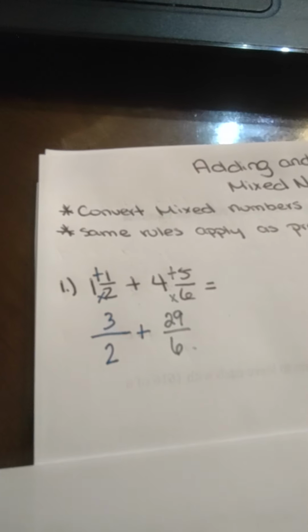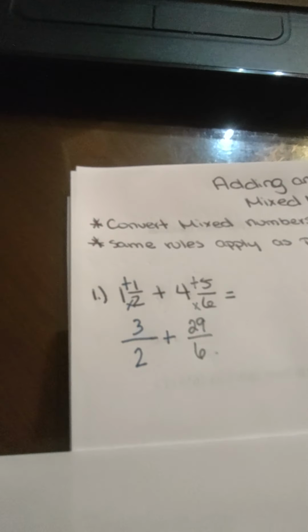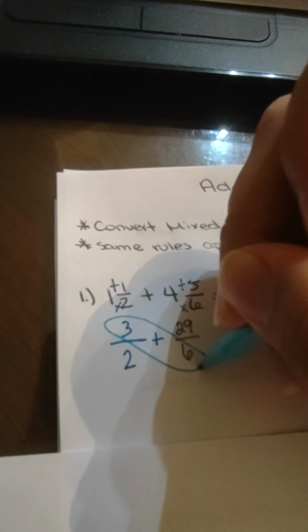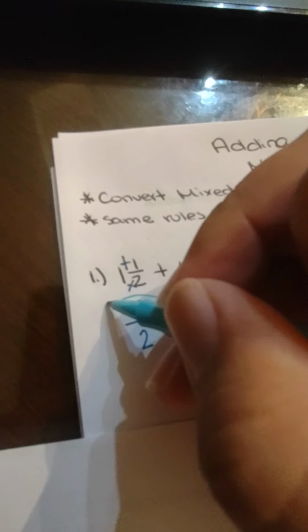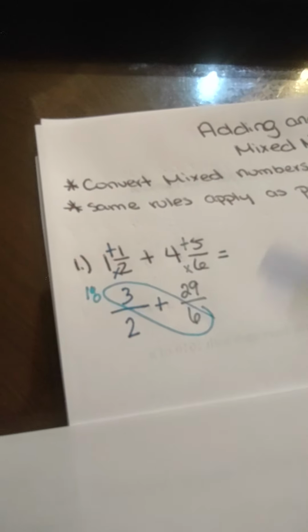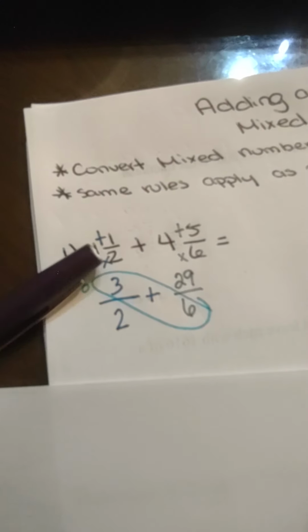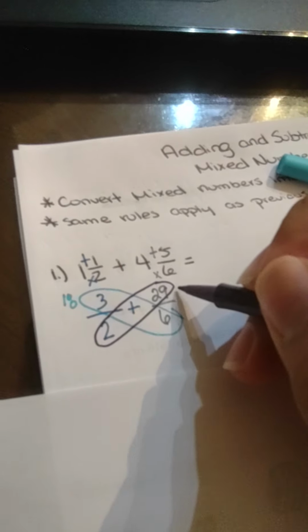What did we do in the previous section? We multiplied diagonally. Hopefully you remembered that. Or you can do it any other way that you learned, that you find easier for you. So I do 6 times 3. Remember, ignore the addition sign for now. 6 times 3 is 18. I'm going to write this up here. And then I'm going to do the same thing to the other side. 29 times 2. That gives me 58.